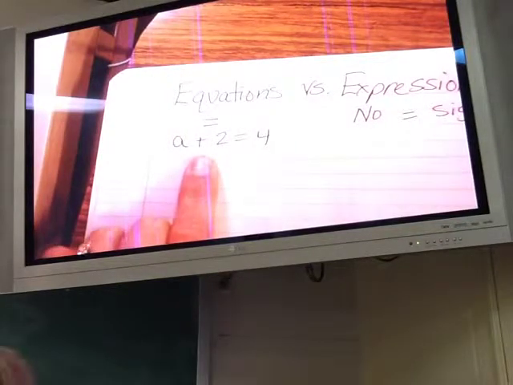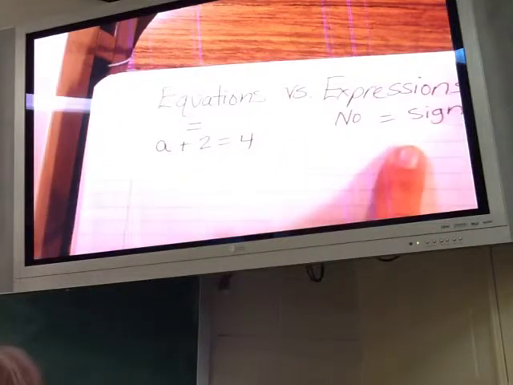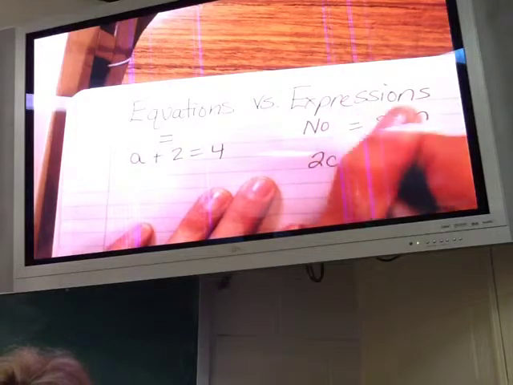Okay, so that's an easy equation. It has an equal sign. An expression does not have an equal sign. It just might be 2c plus 5.